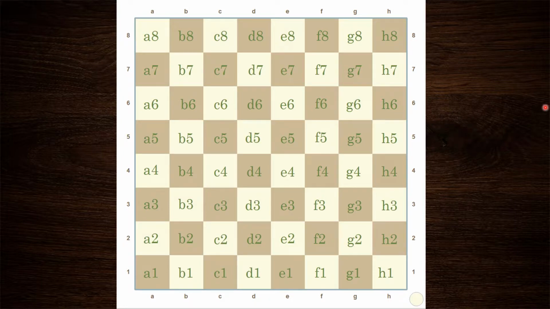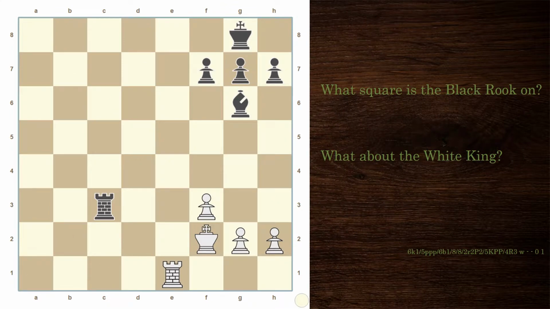So pause the video if you want to make sure you understand the concept. When we refer to the squares, we're talking about where they intersect with each other. Okay, so what square is the black rook on, and what about the white king? Pause your video here, see if you can come up with the answer and write down the cell coordinates that those are on.